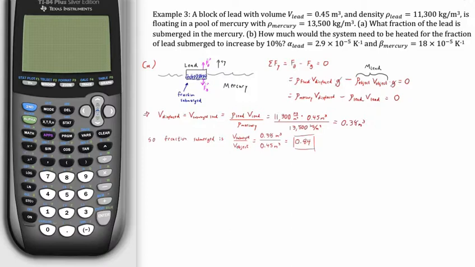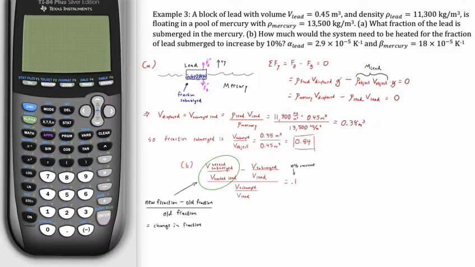Let's look at our first step in this process. We're going to set up the fractional change formula here. In general form, the fractional change would be the new fraction minus the old fraction divided by the old fraction. That gives us the change. The original fraction of the lead is just the volume submerged over the volume of lead. So that's what we solve for.